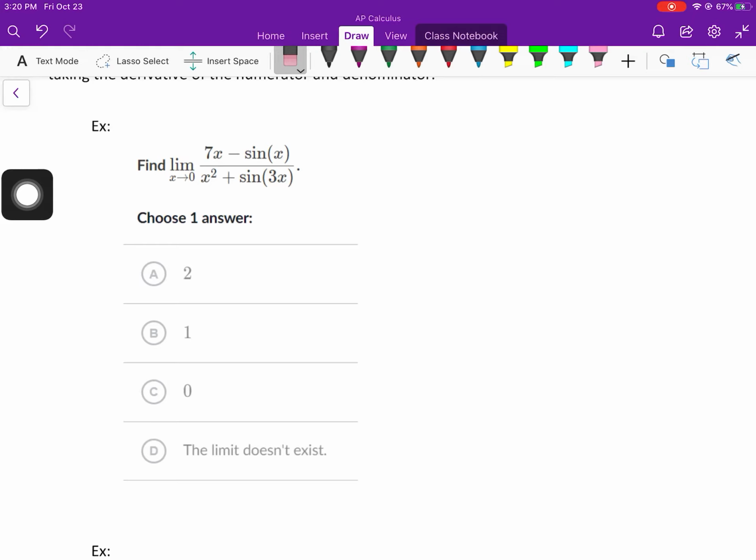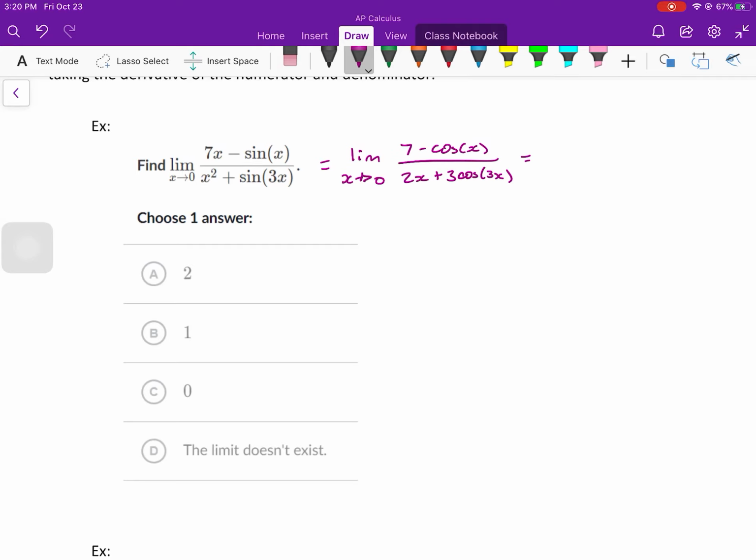So let's say you have to find this limit, and it's like, seriously? This looks crazy, right? So if you were to plug in 0, you get 0 minus 0 over 0 plus 0. So 0 over 0, so it's indeterminate. So what we're going to do is find the derivative of the top. So this is going to equal the limit as x goes to 0, since it was an indeterminate form of 0 over 0. And we're going to find the derivative of the top, which is 7 minus cosine of x over 2x plus 3 sine of 3x. Remember, we had to do the chain rule on that, not sine, it's cosine.